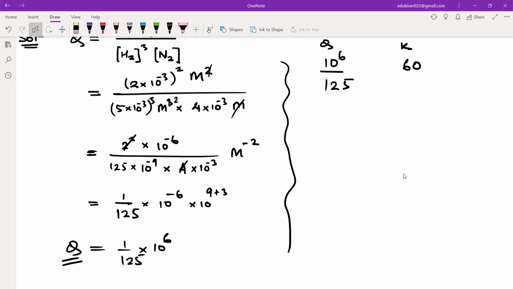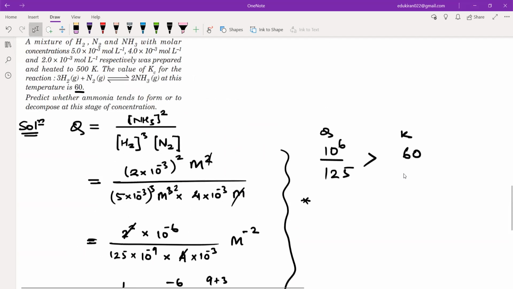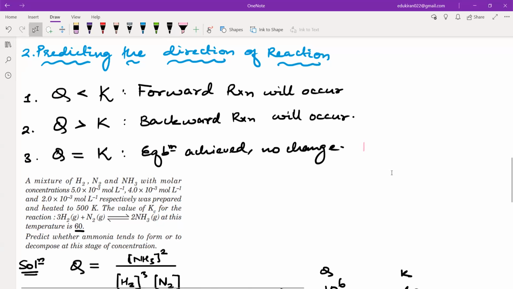K is 60. So which is greater, Q or K? Q. So what will happen if Q is greater? Just look here. Q is greater than K, then backward reaction will occur.